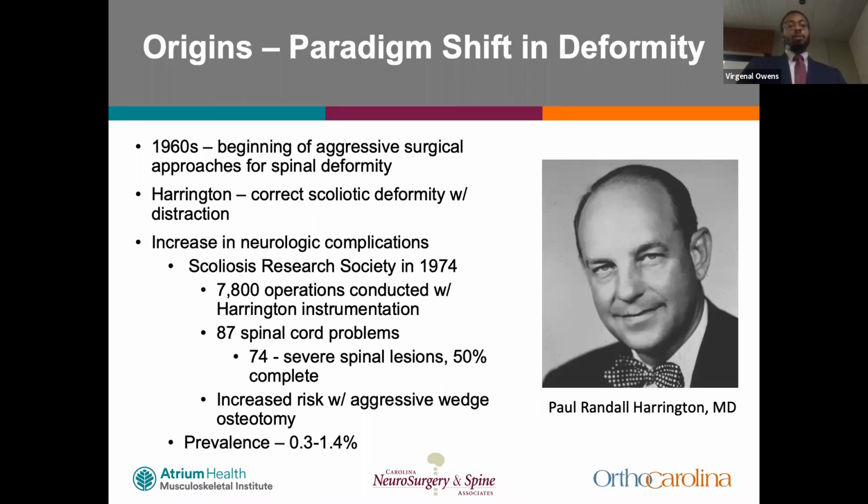In 1974, the Scoliosis Research Society looked at 7,800 operations using Harrington instrumentation and found that 87 of them had spinal cord problems, 74 had severe spinal cord lesions, and 50% were complete. There was also found to be an increased risk with aggressive wedge osteotomy. And around this time, the prevalence of neurologic complications was anywhere from 0.3 to 1.4%.